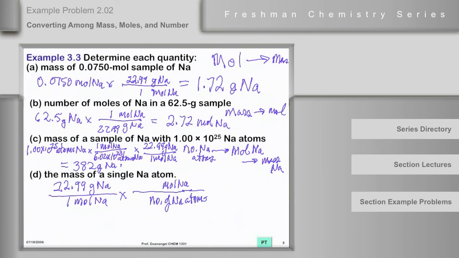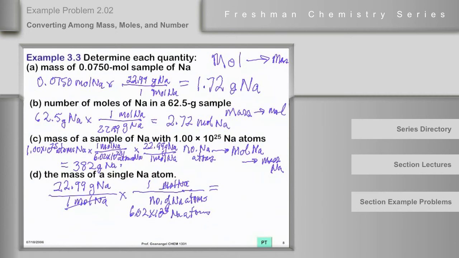Now I didn't really have to think this through chemically in the sense that I knew I needed to get rid of moles of sodium. So 1 mole of sodium is equivalent to 6.02 times 10 to the 23rd sodium atoms. And so my answer is going to be grams of sodium per atom. The units take me right through it.